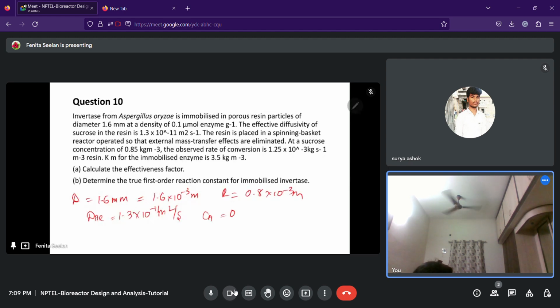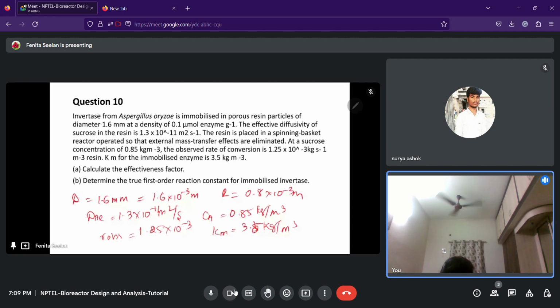C A is 0.85 kg per meter cube. Our observed rate is 1.25 into 10 power minus 3. And Km value is 3.5 kg per meter cube. We were asked about the effectiveness factor.